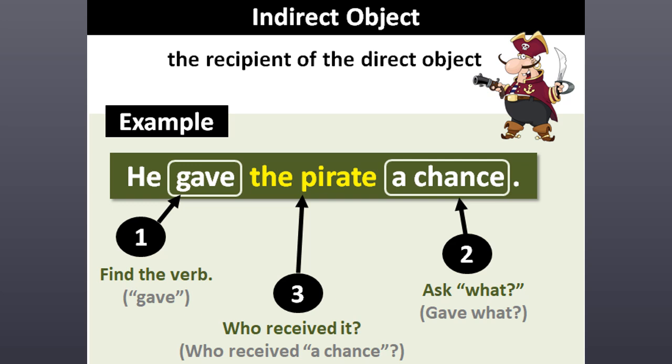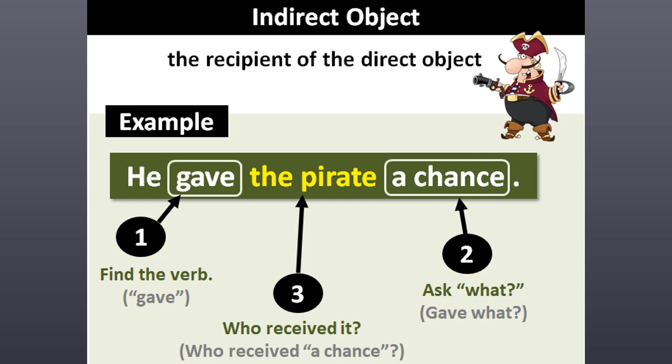More explanation about the direct and indirect. We say that the indirect subject is the recipient of the direct object. For example, he gave the pirate a chance. Okay, so first we need to know the verb. So he here is a subject. Gave is the verb. Pirate, it's the person who received it. He received what? A chance. So he gave a chance. So a chance here is going to be direct object.